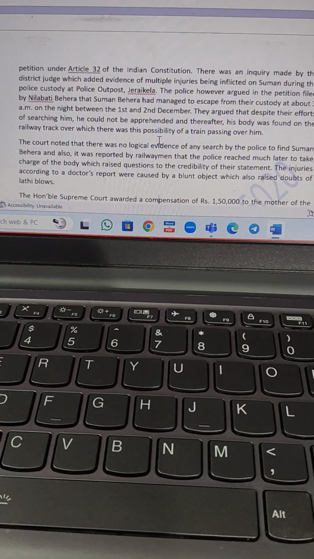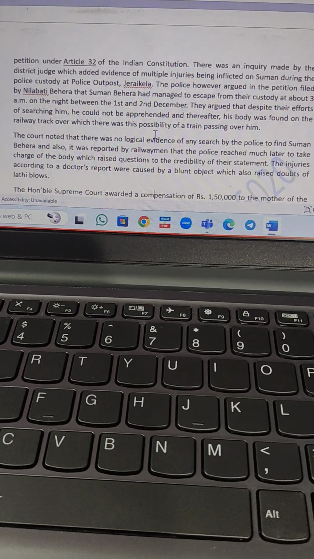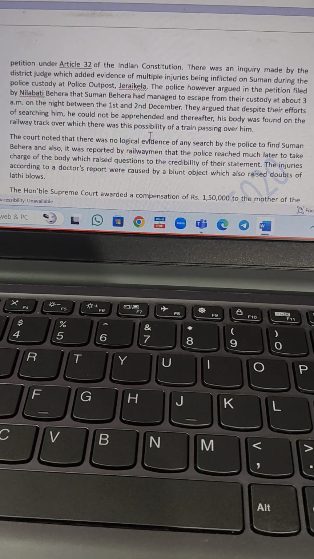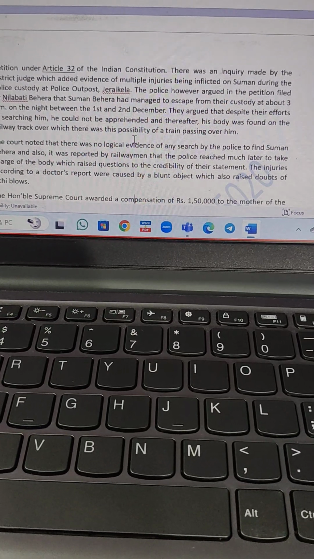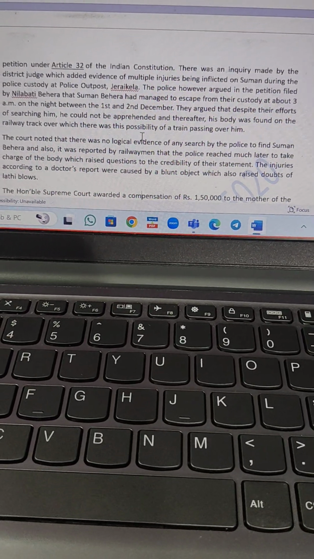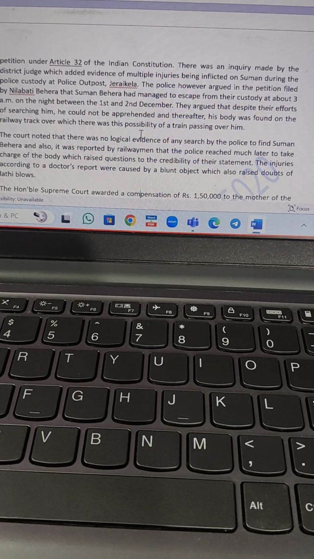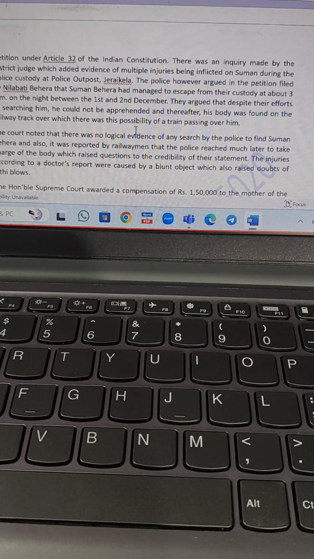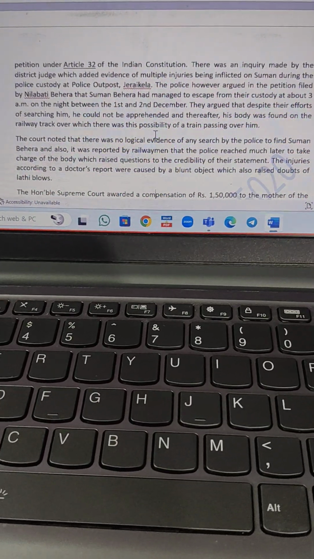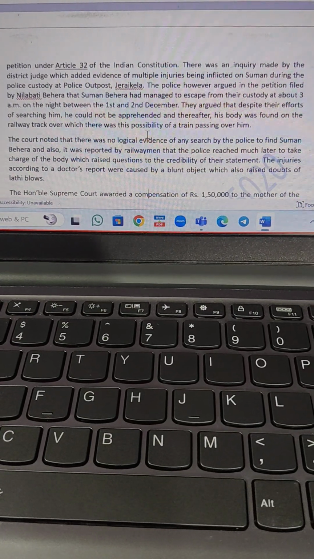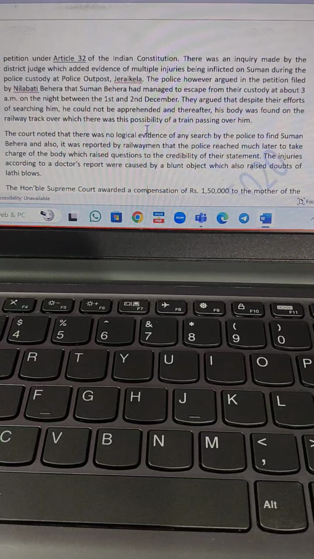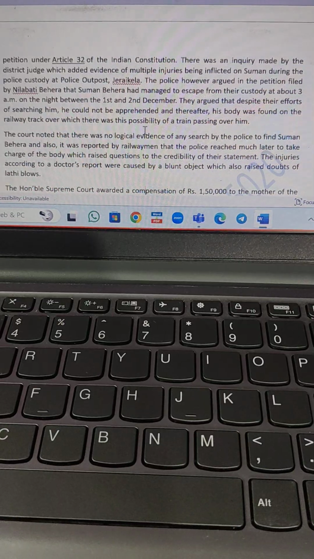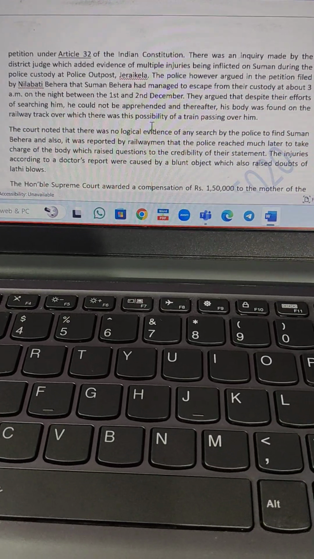The police, however, argued in the petition filed by Neelabati Behera that Suman Behera had managed to escape from their custody at about 3 a.m. on the night between 1st and 2nd December. They argued that despite their efforts of searching for him, he could not be apprehended, and thereafter his body was found on the railway track, with the possibility of a train passing over him. The court noted that there was no logical evidence of any search by the police to find Suman Behera, and it was also reported by the railwaymen that the police reached much later to take charge of the body, which raised a question as to the credibility of their statement.